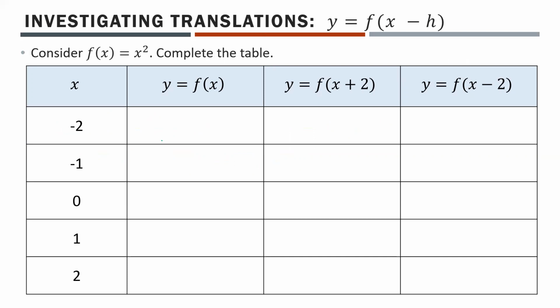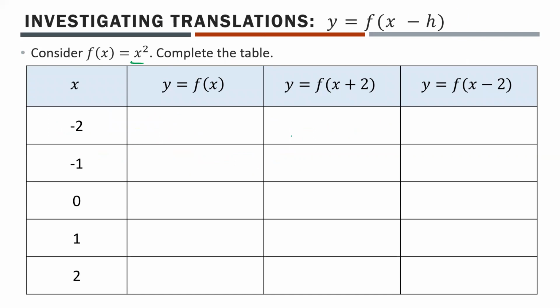Let's now consider x squared as being our f of x. This time around, we're not only changing what our base function is equal to, we are also changing the fact that we're not adding something to the outside of the function. We're actually changing something on the inside of the function. These are a little weird.